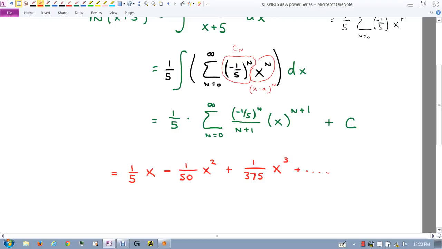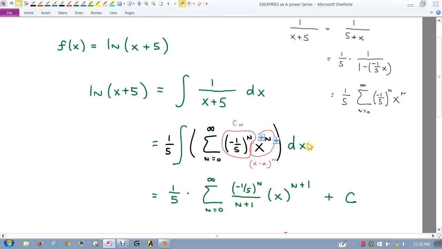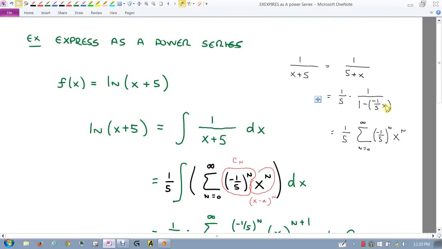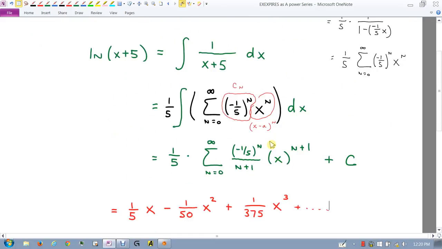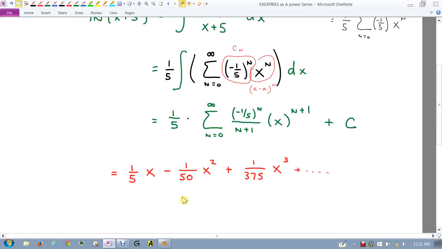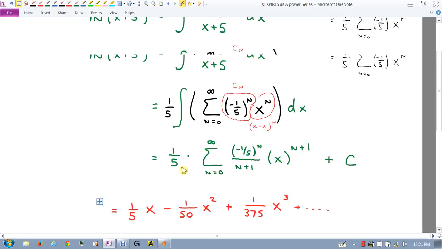Now, we didn't get the interval of convergence here, but we would need the absolute value of this to be less than 1, so multiplied by 5. So you need the absolute value of x to be less than 5. And this would work. So believe it or not, on your calculator, when you type in the natural log function, it is not doing anything other than a power series. It is doing an expansion.